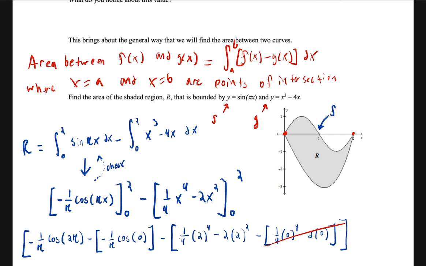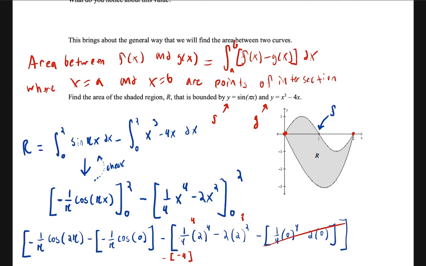1/4 times 2 to the fourth. Okay, so 2 to the fourth is 16. 1/4 of that is 4. I'm going to put a little note here, 4. 2 squared is 4 times negative 2 is negative 8. So this is going to be 8. And so 4 minus 8 is going to be minus negative 4 in the end here. All right, so it's going to work out to be a plus 4.